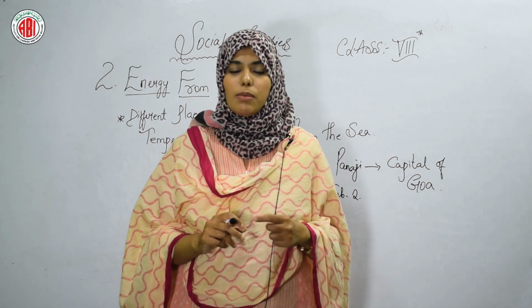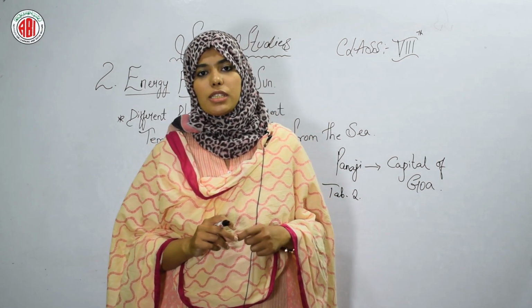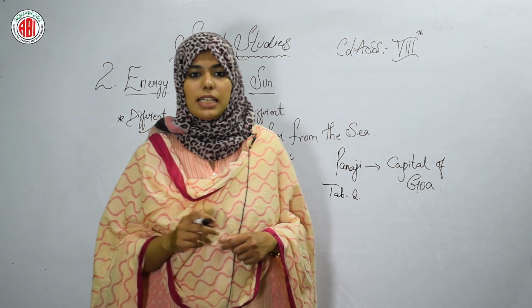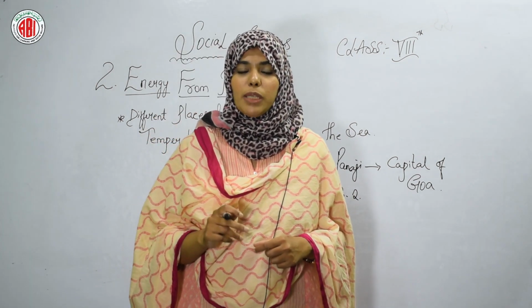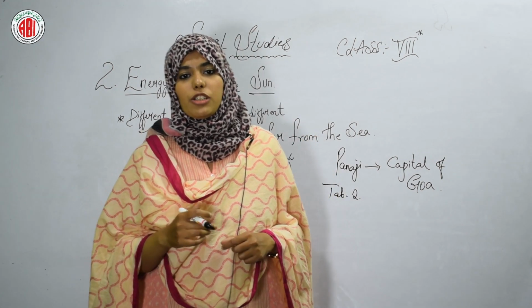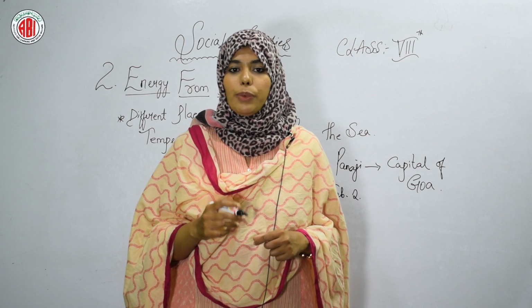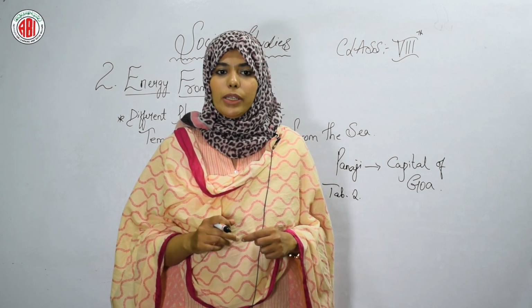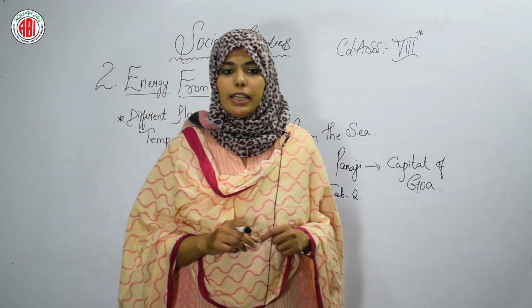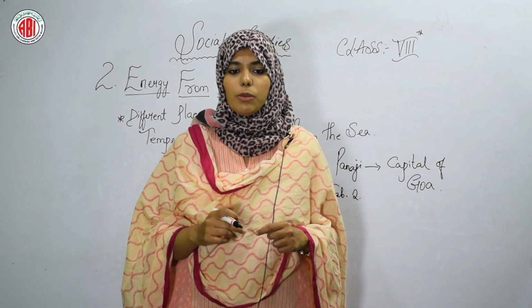So month, maximum degrees Celsius and minimum degrees Celsius, the table is given. From January to December, the temperature reading is given. So in January, the maximum temperature is 32 degrees. And what about the minimum? Lowest temperature is 19. February 32, 21, March 32, 23, April maximum is 33, 25, 33, 26, and in June, July, August, September, October, everything is given.